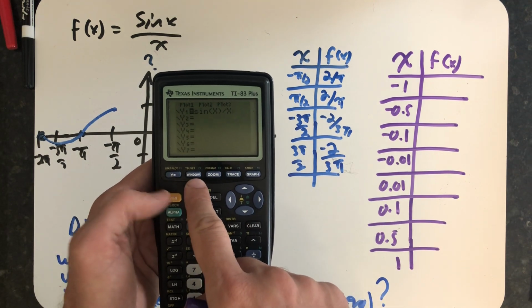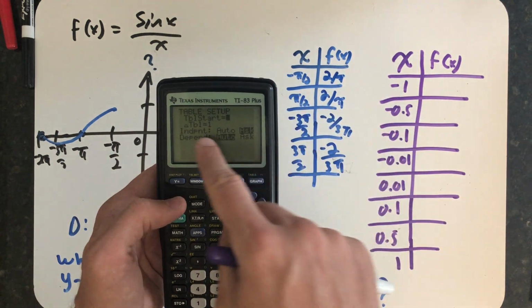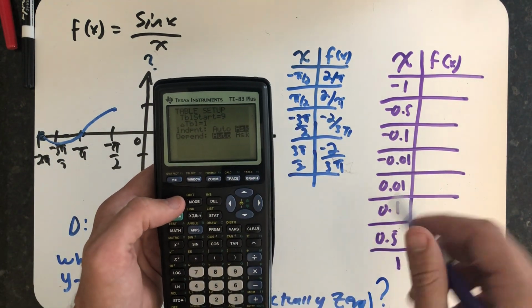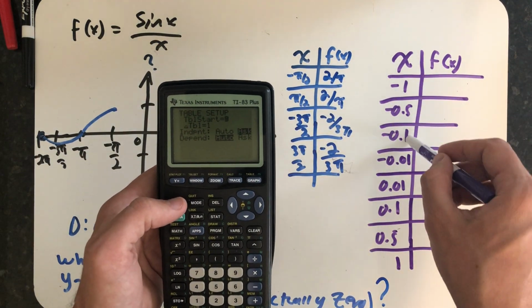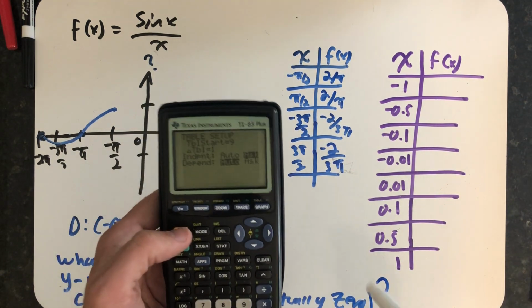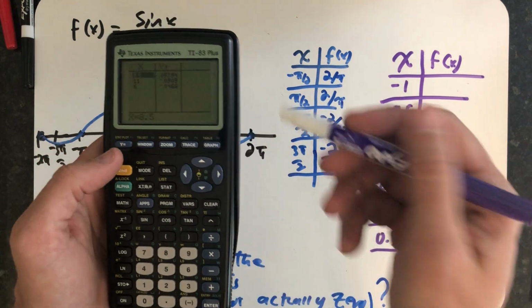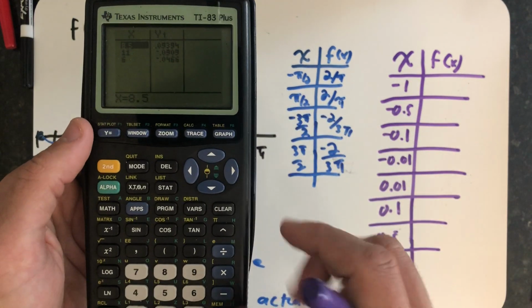And I'm going to hit second window because I really don't care where the table starts, but I want it to ask me the independent variable because that's going to let me type in the ones I want without having to scroll through a table or have it do weird things. And now I hit second graph to get into the table menu.